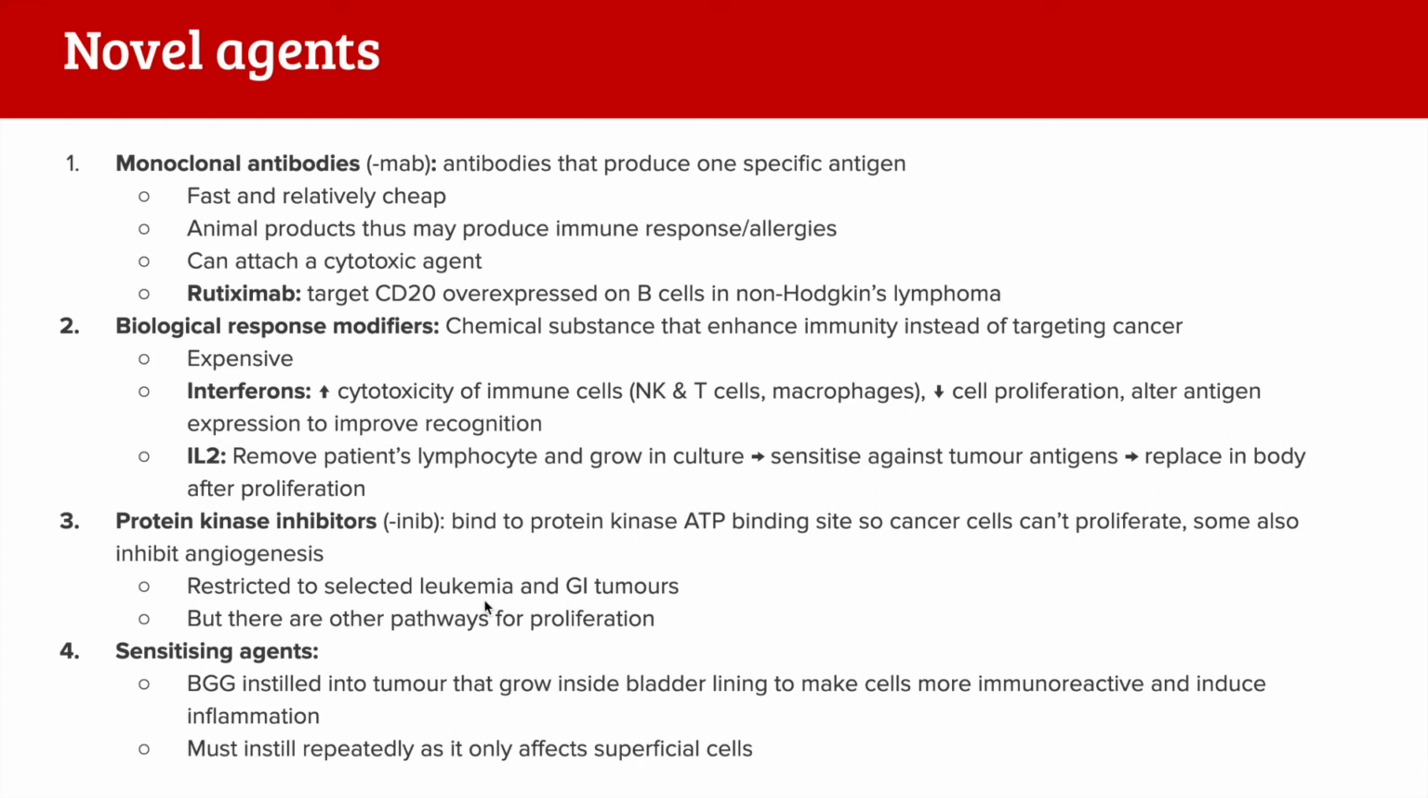Lastly, there are sensitizing agents. BCG is something from a type of bacteria, and we instill it into the tumor that grows inside the bladder lining to make these cells more immunoreactive. So our immune system is more reactive to them and better at targeting them, and it induces inflammation. Inflammation, once again, brings immune response to the site. But it can only target superficial cells, so we must instill it repeatedly as we get rid of the superficial layers, a layer at a time.